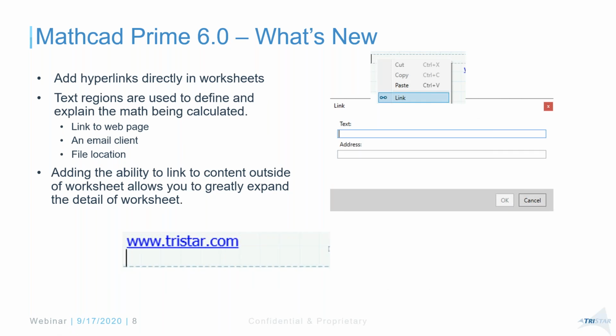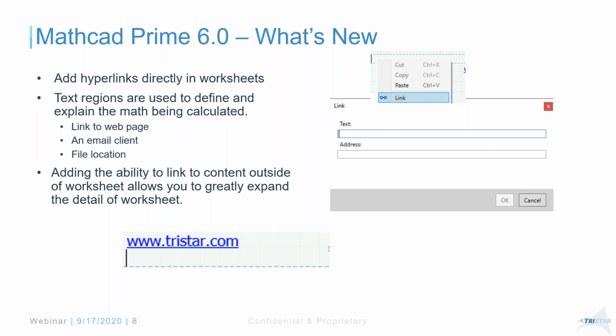I've been talking about how important it is for us to document our worksheets. You can bring in text. Well, now we can expand that text. We can expand it to include hyperlinks. Okay, so if you were to type in a URL, I just typed in www.tristar.com, it would automatically recognize it as a hyperlink.